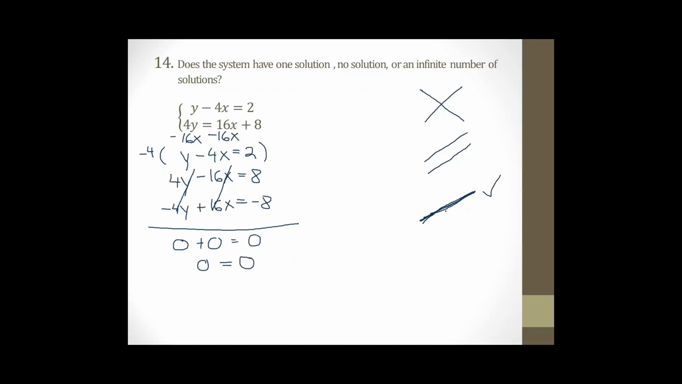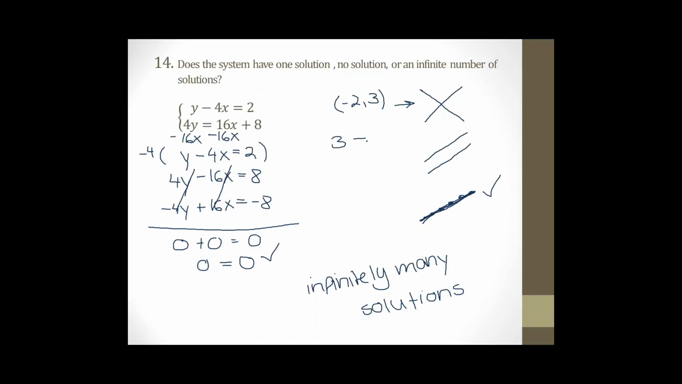Whenever you get a true statement, it's infinitely many solutions. If you get a point, it's one solution, which looks like, for example, negative 2 and 3. And parallel lines, you will get a solution that is not true, something like 3 is equal to 5, which is not true. So these are the three versions, but for this particular problem, the solution was infinitely many.